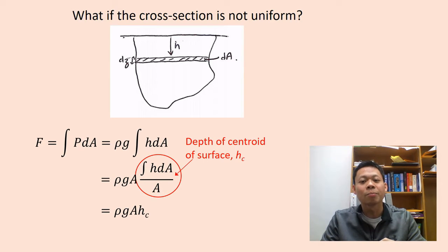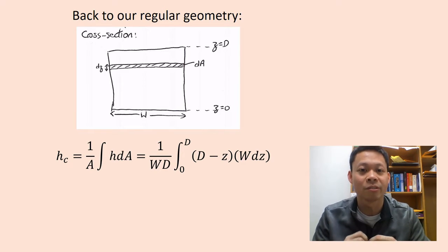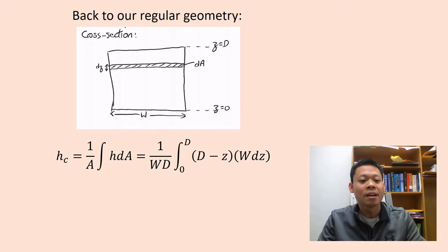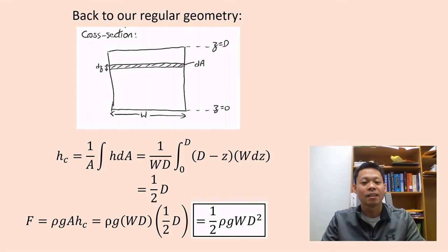So let's now look back at our regular geometry to make sure that we still get the same solution that we got before. Let's calculate this depth of centroid, h_c, for our regular cross section. In this case, our A is simply W times d, and h is still d minus z. Make our substitution for dA as shown here, do the integration, and we get our depth of centroid as half d, which should make sense. The geometric center would be halfway down the depth of this geometry. So putting this back into our force equation, you see that we do indeed get back the same force that we got from before.